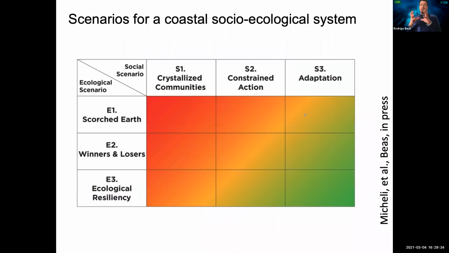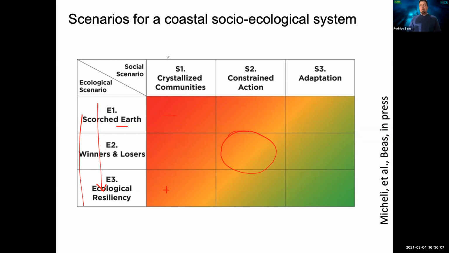So that diagram, we can use it to place it somewhere in this matrix and to actually characterize it and understand the complexity of this. So we have ecological scenarios from bad to better. So this is a Scrooge era, winners and losers, so it's bad but not too bad, or complete ecological resiliency. So this is the better one and the least better one.